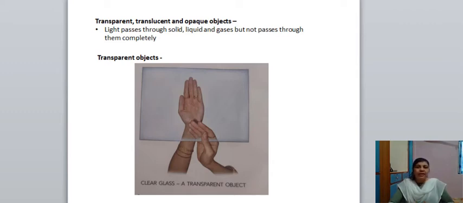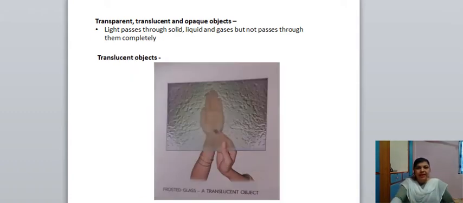Light does not completely pass through these objects. Light partially passes through these objects, and these objects are called translucent objects. This is the second one, a translucent object, frosted glass. An example is given here, frosted glass.